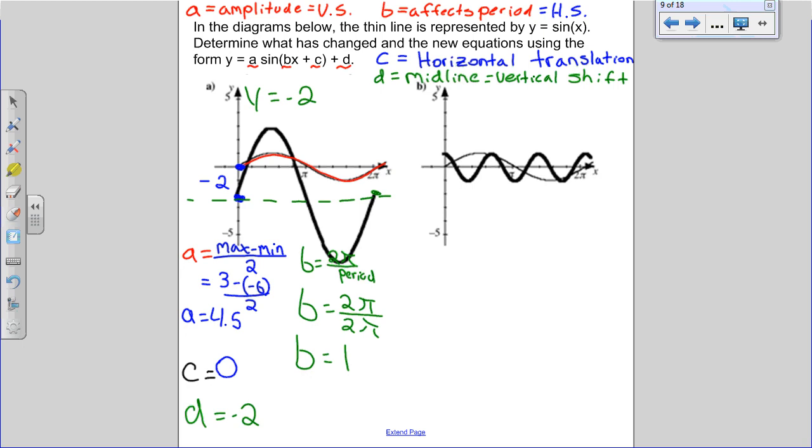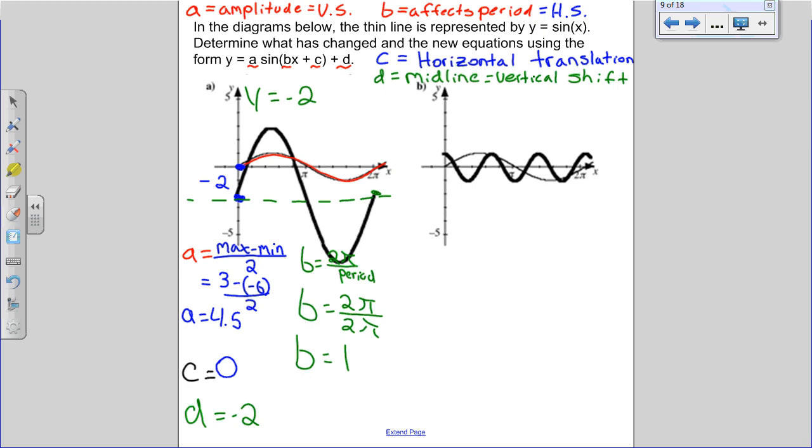If you looked at this and wanted to know the domain and range, the x values are going to go forever. The range, though, the highest it would ever go is right here, and the lowest it would ever go is -6. So your range would be in between -6 and +3.